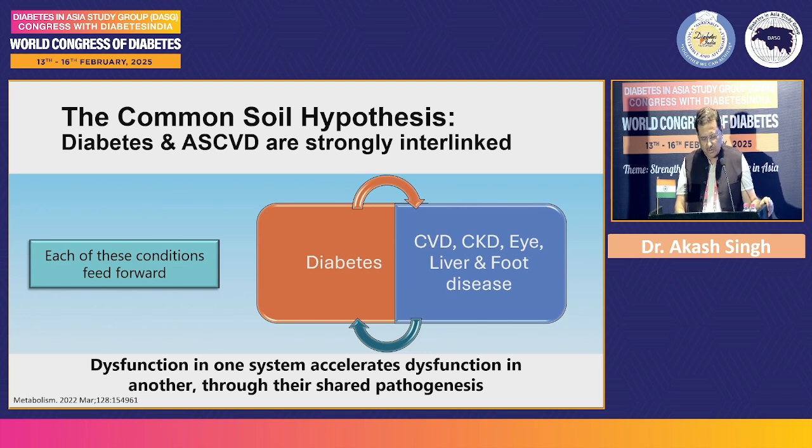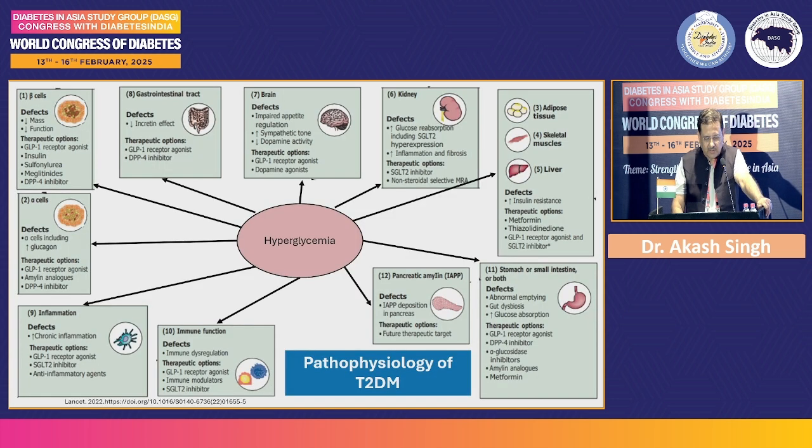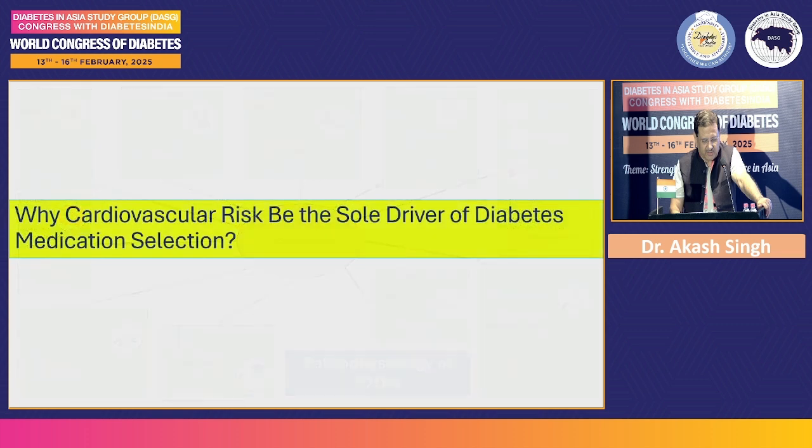So, coming to the common soil hypothesis, you have endothelial dysfunction, which is a universal finding in diabetic patients, and therefore this is a pro-inflammatory state. So if you see the pathophysiology, in the majority of these pathophysiologies, SGLT2 inhibitors and GLP-1 receptor agonists are active, and they help in the pathological aspects of diabetes.